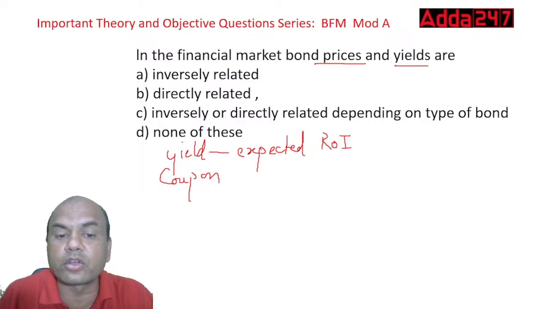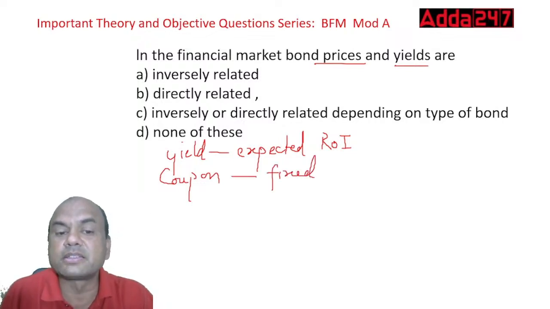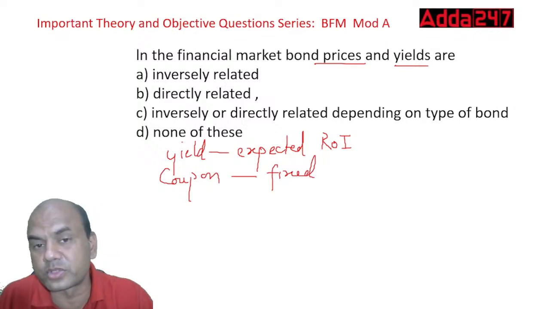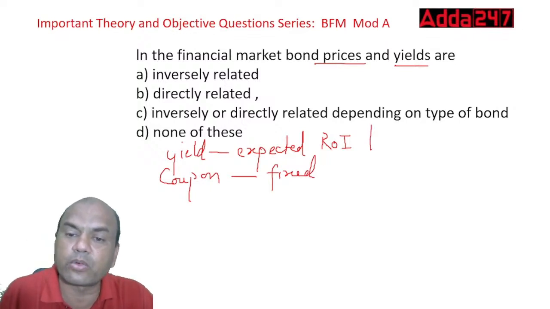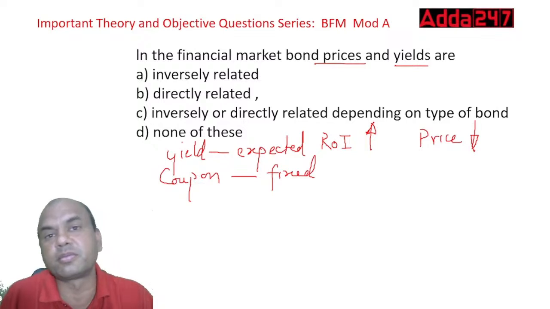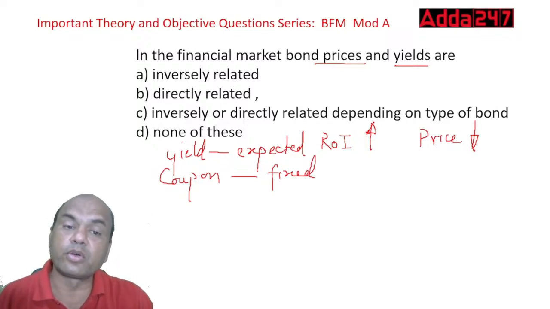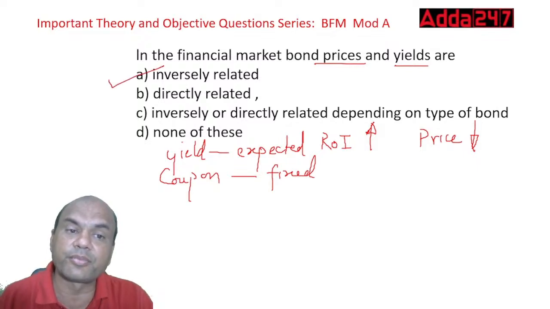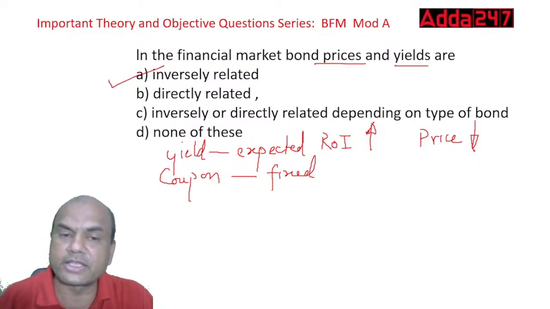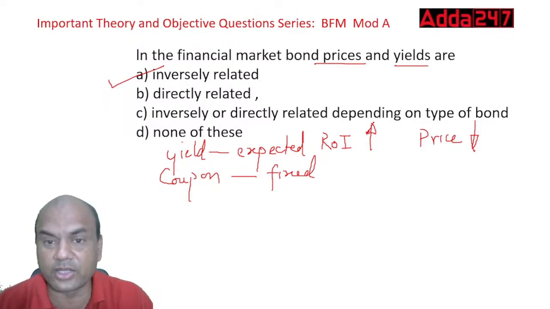So coupon is always fixed. Once it is given, it's fixed. You can't change it. But this yield goes on changing. Expected rate goes on changing. If the expected ROI goes up, then the price of your existing bond will go down. Always remember, if the expected ROI goes down, the price of the bond will go up. So it is inversely related, isn't it? In the financial market, bond prices and yields are always inversely related.